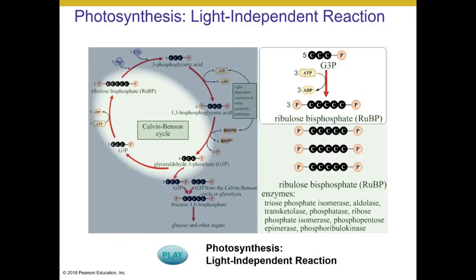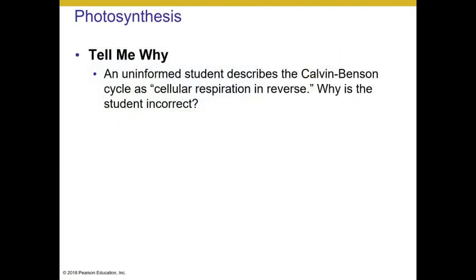This animation walks through the Calvin cycle steps. For nurses, the important part is knowing that ATP and NADPH are the universal energy currency, whether made in photosynthesis or respiration. This is a good question.